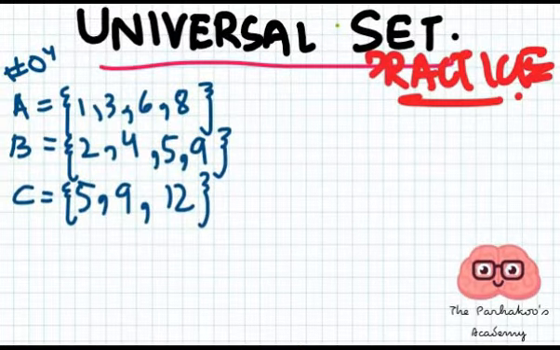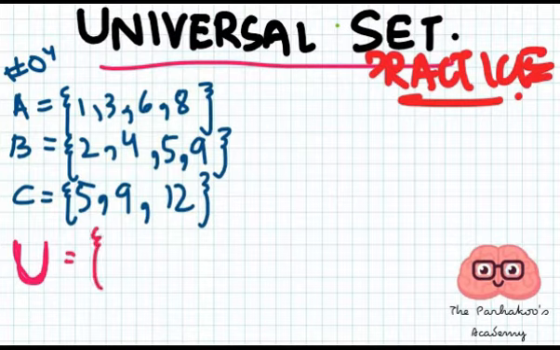Okay, now here you can see some arbitrary sets. There are three sets now, and you are to make the universal set out of it. So let's do it. Remember that in the universal set you can avoid repetition. There's no need to repeat the numbers. For example, if you can see here, 9 is repeated in B as well as in C, so there's no need to write 9 two times, rather you would write it only once.